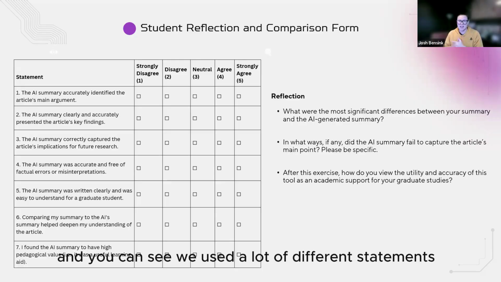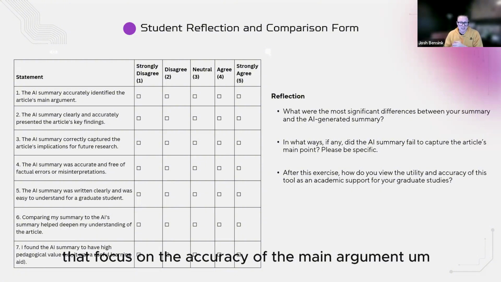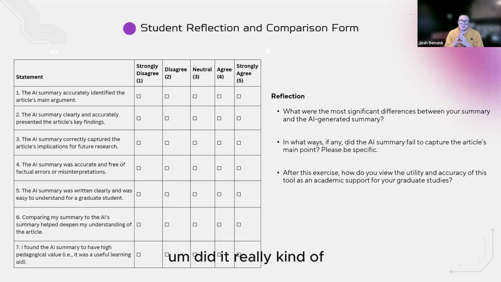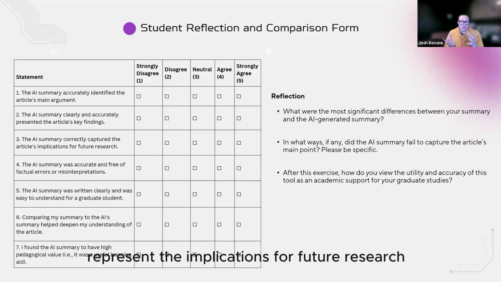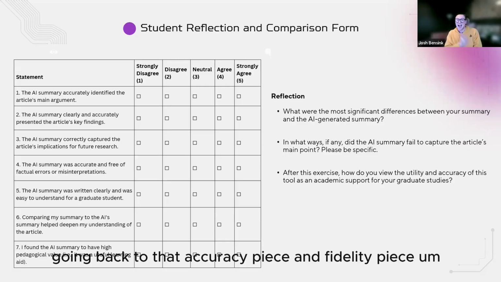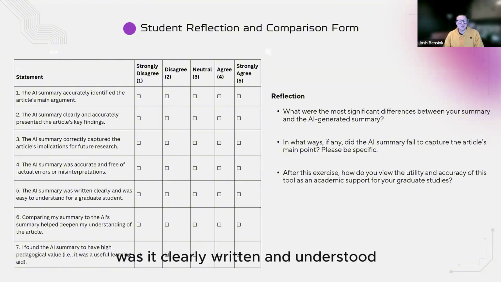And you can see we used a lot of different statements, specifically 7 of them, that focus on the accuracy of the main argument, making it clear and accurate as it related to key findings. Did it really represent the implications for future research? Was it free of factual errors, right? Going back to that accuracy piece and fidelity piece in the original criteria that we used to evaluate. Was it clearly written and understandable, or was it using more jargon that we didn't need to add for simplicity in this case?